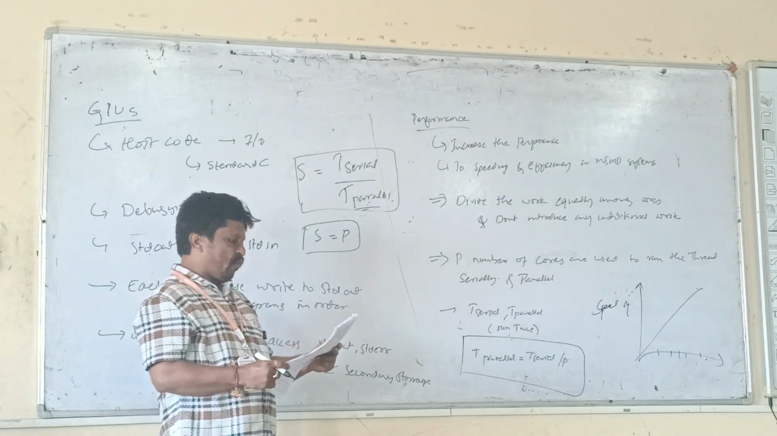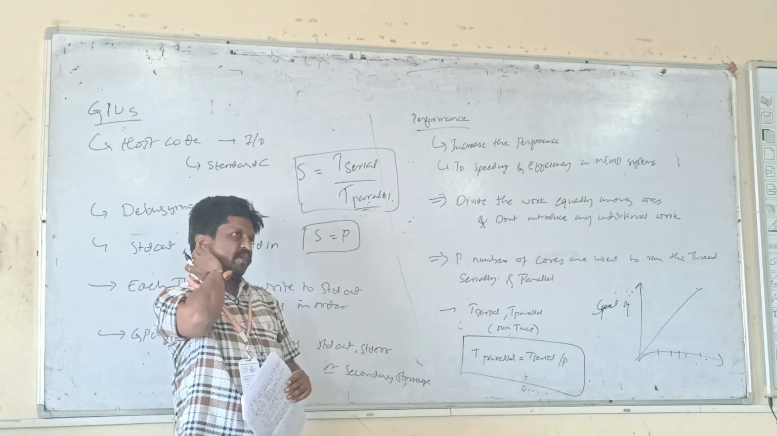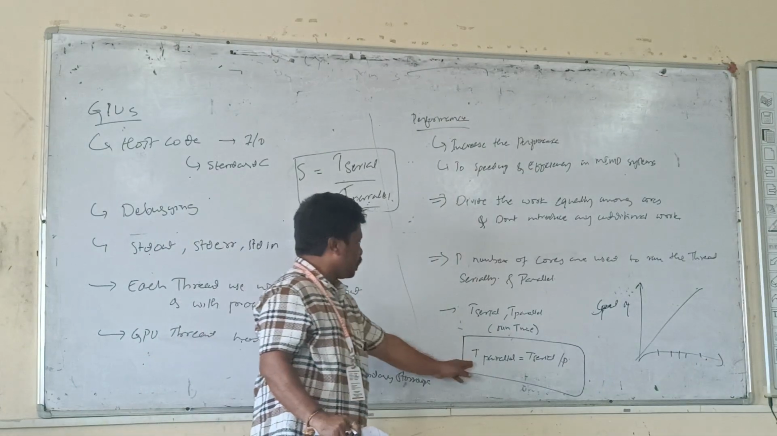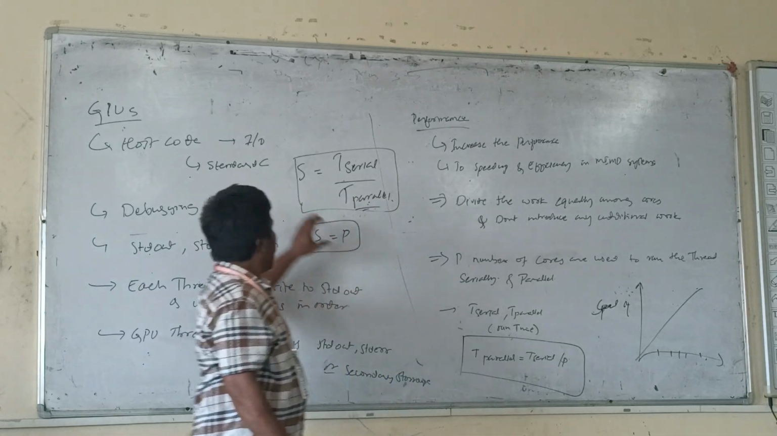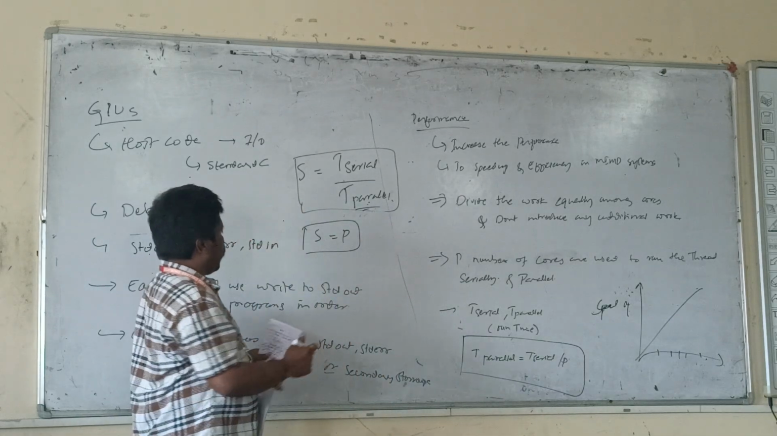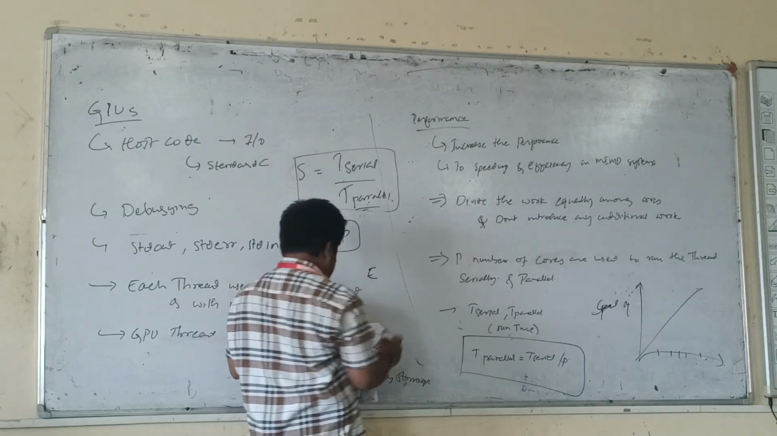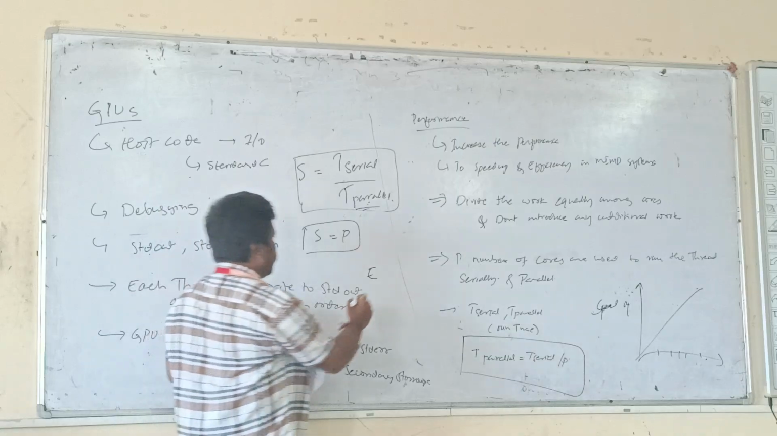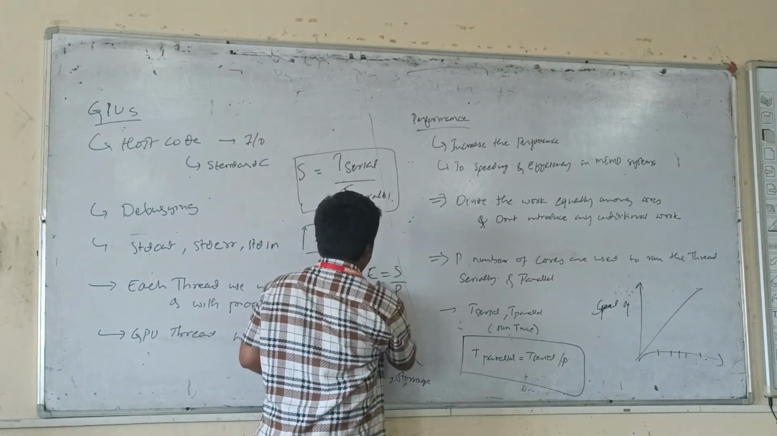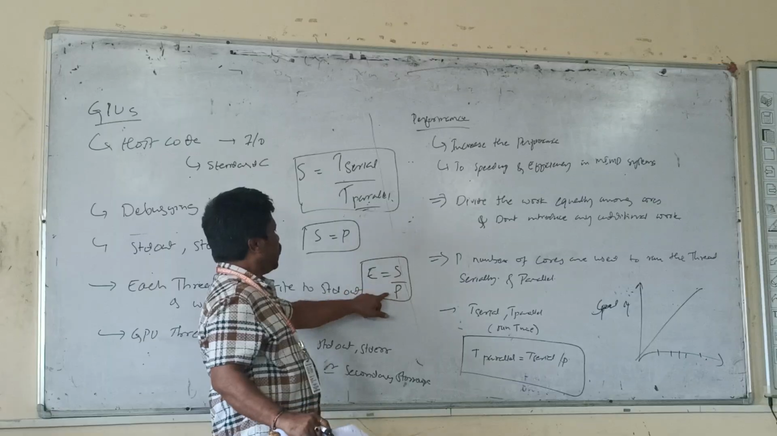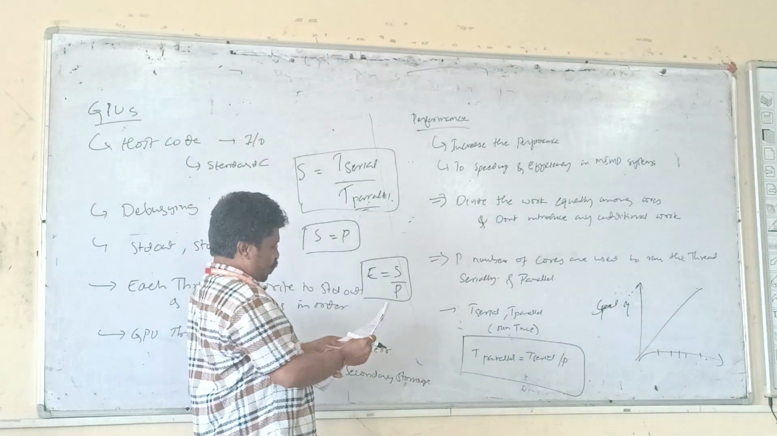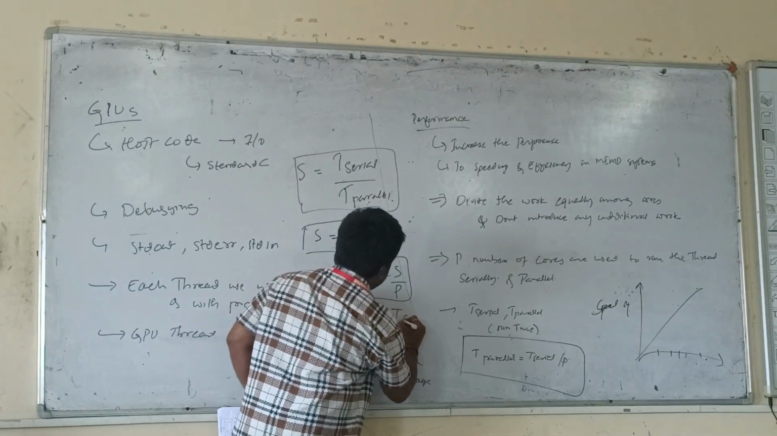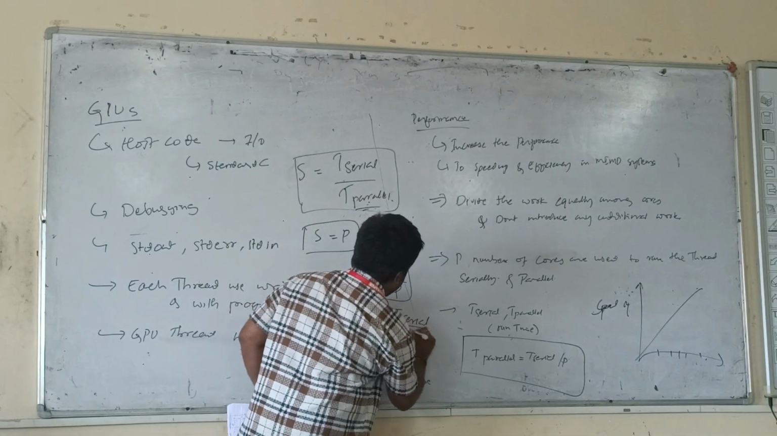Furthermore, if you go with efficiency, what else? We have seen speed, and also the time of converting the serial program to a parallel program. If you go with the efficiency matter, E equals efficiency, which is S by P. S is the speedup and P is the number of cores. S we already saw: T serial by T parallel.